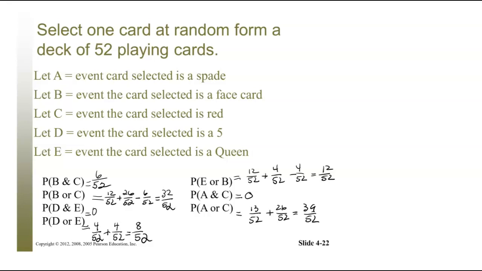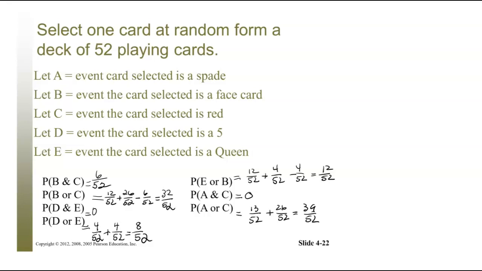Obviously, B and C, face card and red. Well, there are 12 face cards, but only 6 of them are red, so that's 6 out of 52. There are 6 red face cards.